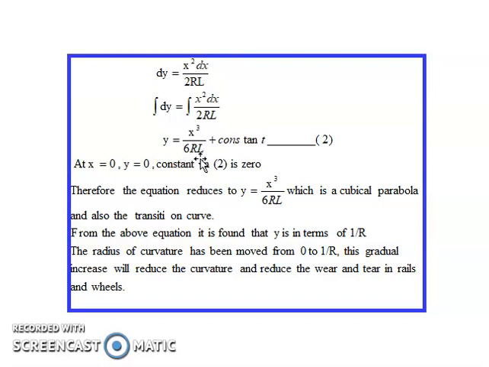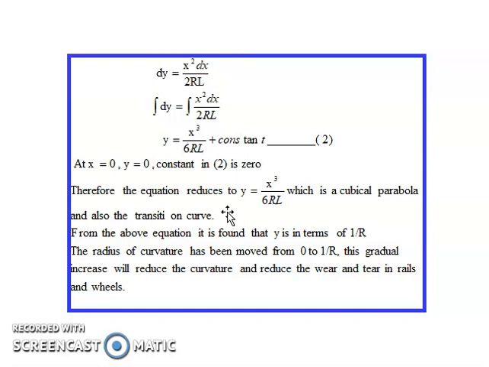Here, we can find that the cubical parabola is in terms of 1 by R. Initially the value of y was 0 and now it has been increased in terms of 1 by R. So there is an increase in radius of curvature and a decrease in curvature, and thereby the train can move feasibly along the curve. Thereby we prefer to use the transition curve as a cubical parabola.